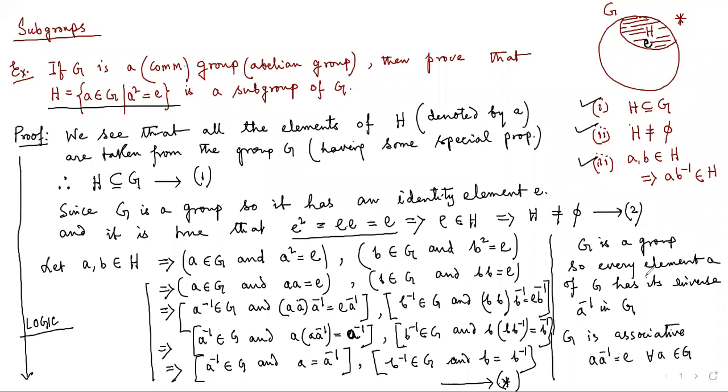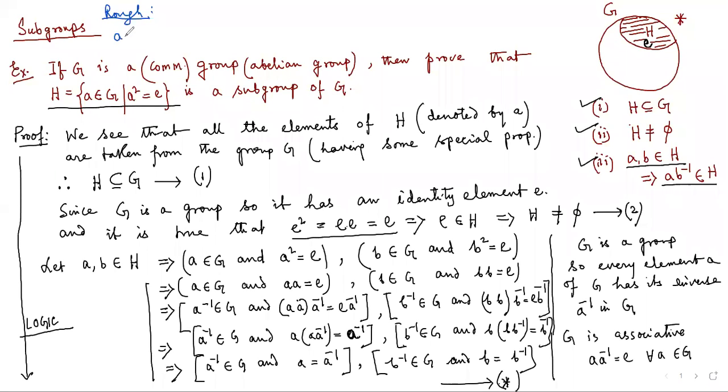Now, according to the definition, according to the property of the subgroup, this has to be true. So if we select two elements A and B from H, we must show that AB inverse belongs to H. Now, carefully observe, this is rough work I'm doing over here. I'm not writing anything, it is rough work.